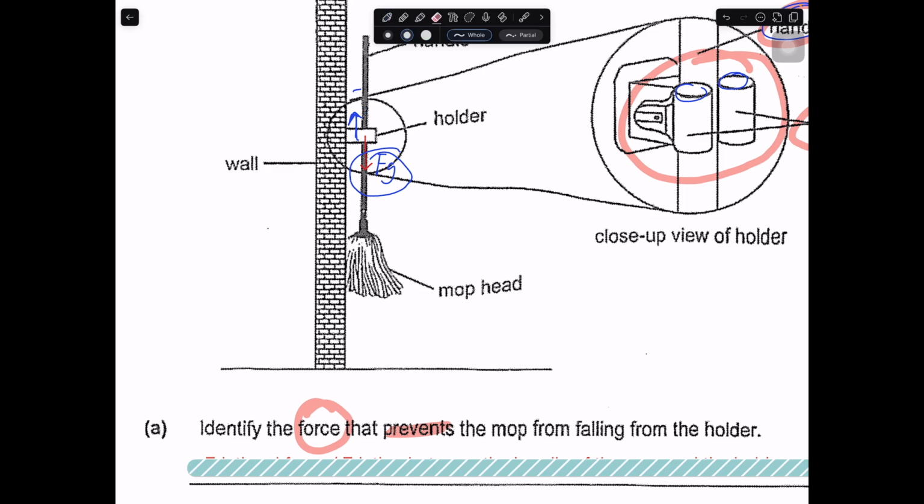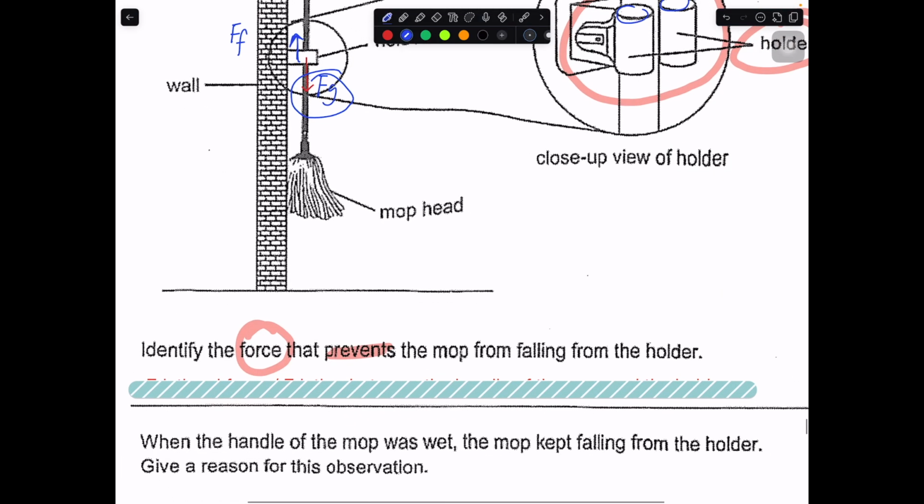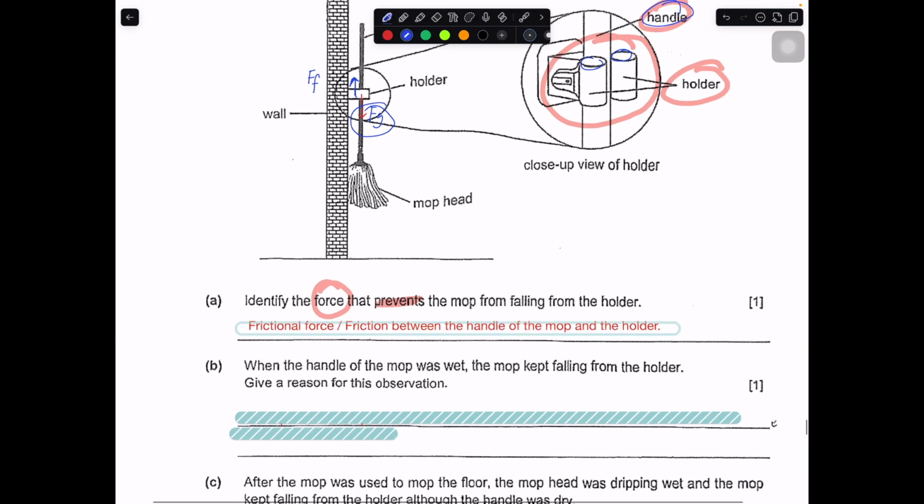Let me write it here: frictional force, represented by the upward direction. You can just write frictional force, or friction between the handle of the mop and the holder. Both are fine, but I think the first one will be the more straightforward answer.